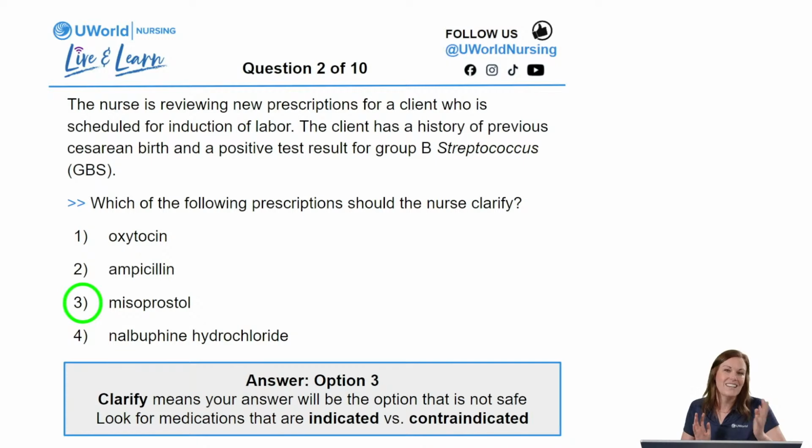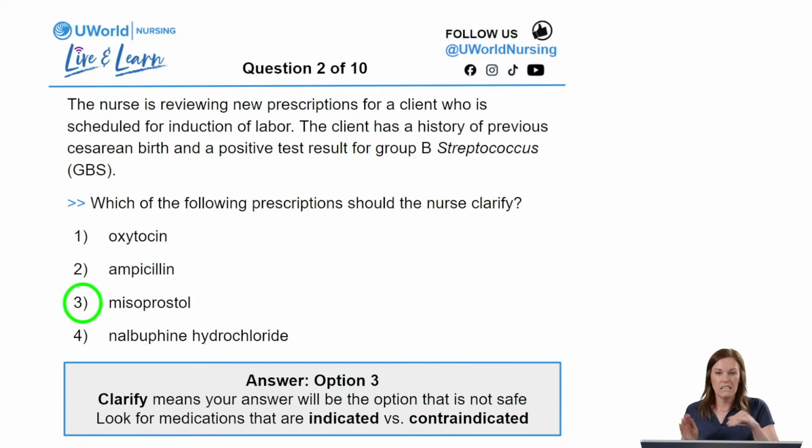Okay, so we will pull up our correct answer. Our correct answer is option 3, misoprostol. So this is what the nurse should clarify. Again, a strategy to help you with these clarify questions: clarify means that your answer is going to be the option that's not safe, so the safety of the client would be impaired.